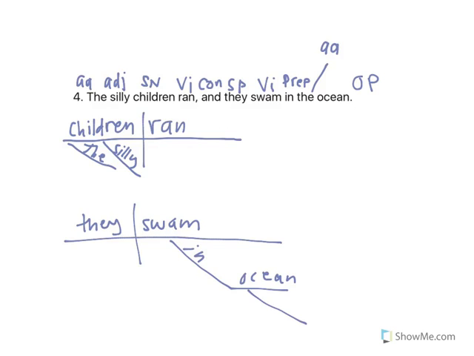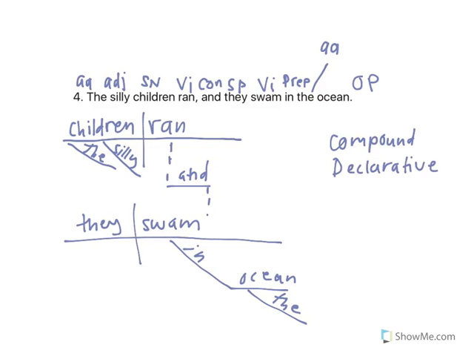This is our prepositional phrase. The modifies ocean. It's telling which ocean? The ocean. And it's connected by a coordinating conjunction. And remember, this is how we connect a compound sentence. So we know that this sentence is compound, and it is a declarative sentence.